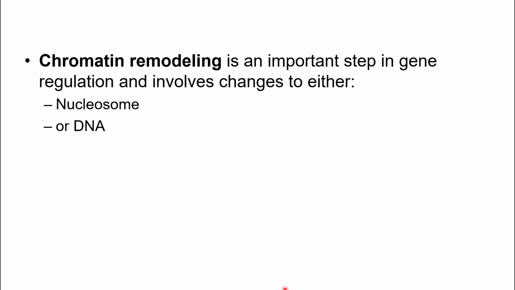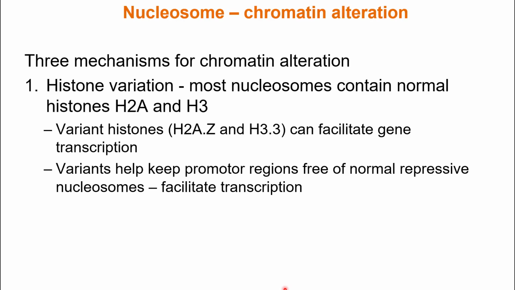And we can do chromatin remodeling in one of two ways. One is we can either make changes to the nucleosome, that is the histones and proteins associated with those histones, or we can make changes to the DNA itself. Let's begin first with nucleosome alteration. So here, there's three mechanisms by which we can alter the chromatin itself. The first is what we call histone variation.